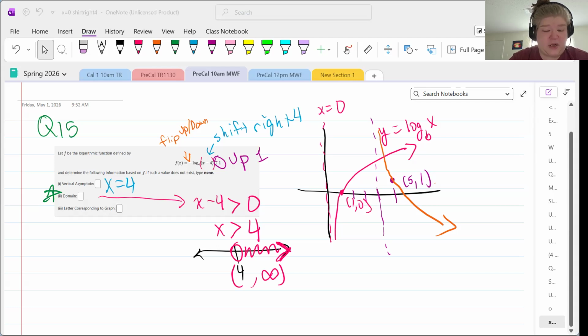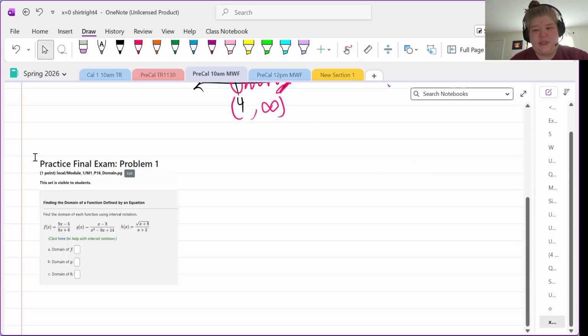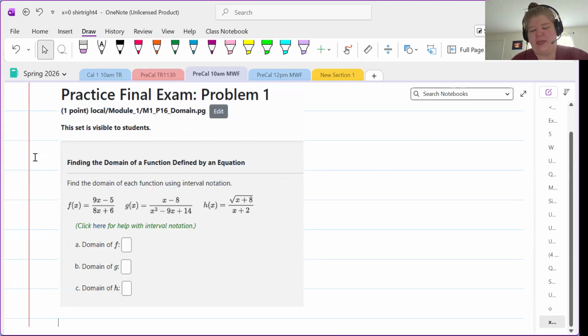So problem 1 is our other domain question. Let me grab a screenshot. So the test is not going to ask you to do the domain of all of these. It's only going to ask the domain of one of them. It's going to ask the domain of the one that's the most complicated, so has the most going on, which is actually our square root function. But all of them feature the possibility of dividing by 0.